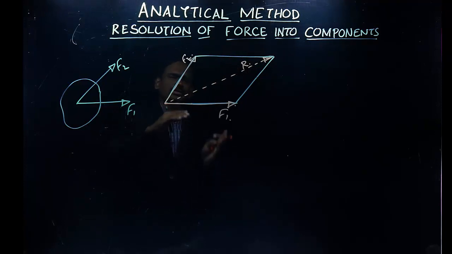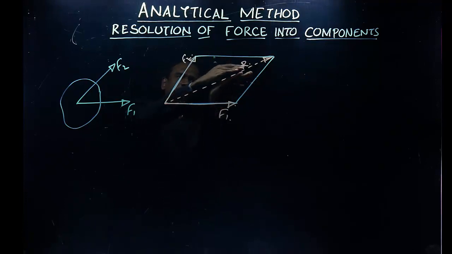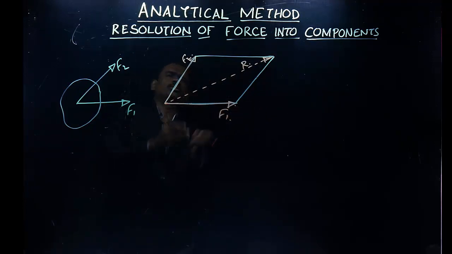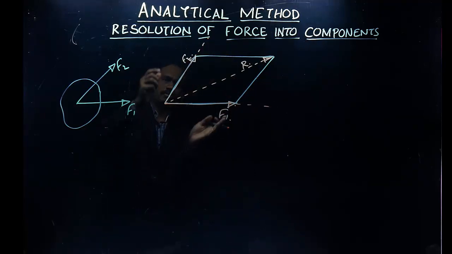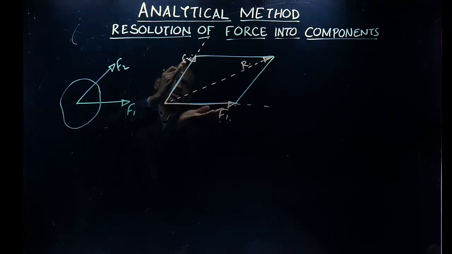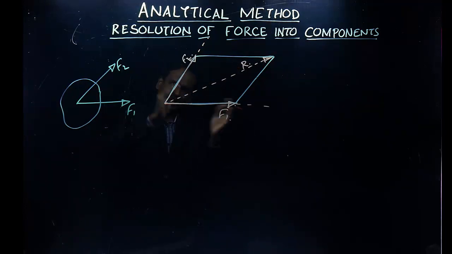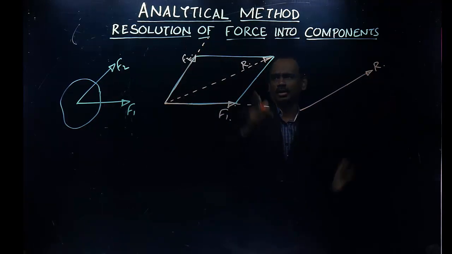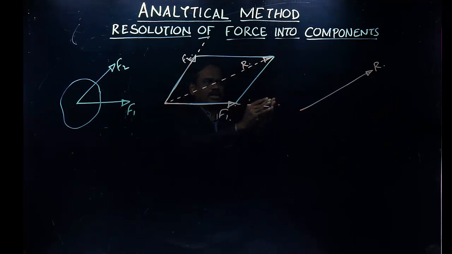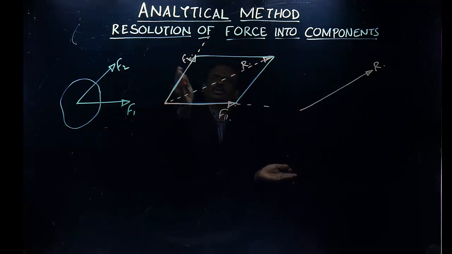Now resolution means it is the inverse of this parallelogram law. Given a force, say R, we can divide or decompose it into two forces which we call the components. In the parallelogram law, given two forces, we combine them and find a single force which we call the resultant. Now assume there is only a single force, which we call R. This force can be decomposed into two forces. This is the inverse of the parallelogram law.